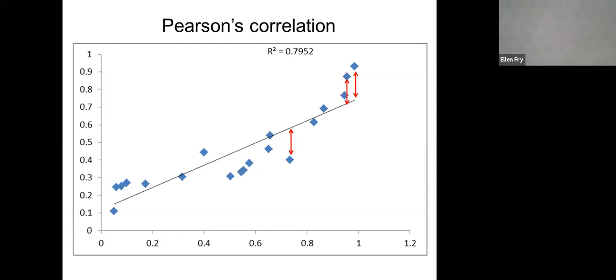ANOVA is based on it. It's just a useful measure. Please be aware, though, that just because you see a strong linear relationship does not mean that one caused the other. Also, with Pearson's correlation, because we are not saying that these directly impact these, it doesn't matter which axis you plot your data on.